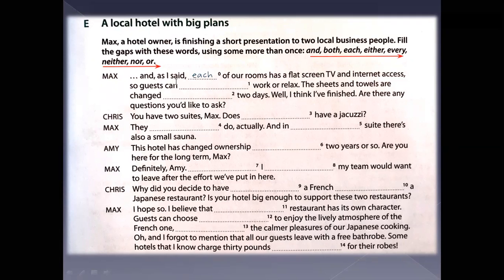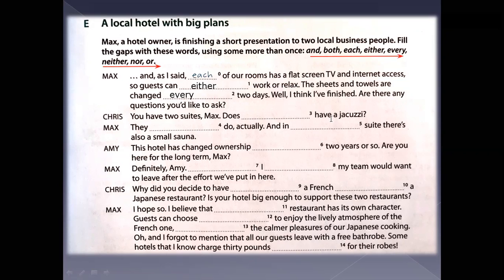As I said, each of our rooms has a flat screen TV and internet access, so guests can either work or relax. The sheets and towels are changed every two days. Are there any questions you would like to ask?